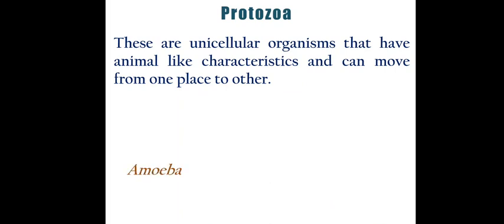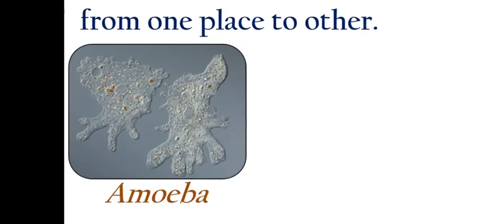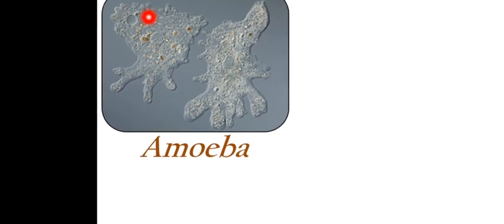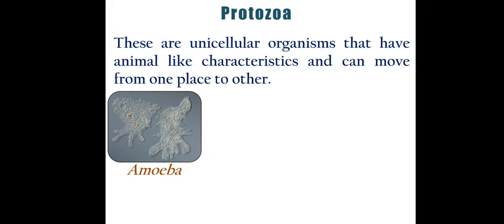The first example of protozoa is amoeba. Amoeba has an irregular shape. This is the structure of amoeba. This is one amoeba here, and this is another one. Amoeba is irregular in shape and has a very flexible body. The projection coming out of its body is known as pseudopodia, also known as false foot. Maybe you have studied this in lower classes. By this pseudopodia it can change its position and move from one place to another. So amoeba is a protozoa, and it is available in water.